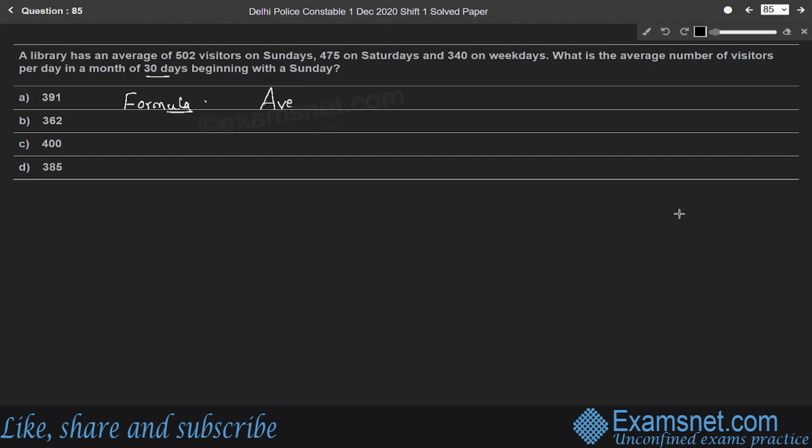Average, as we all know, is the sum of all the values, or sum of all observations, divided by the total number of values. Right. So, come to the solution part.